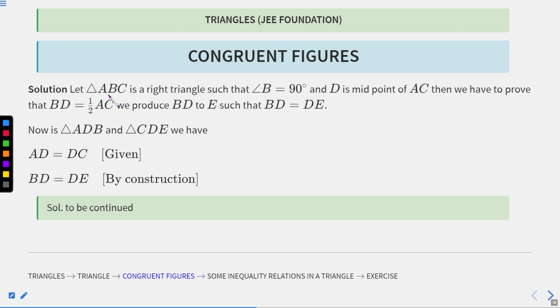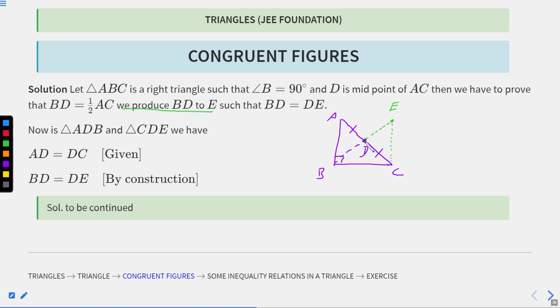So in all of these we are given lots of information, and let's make a rough diagram for that. We are given A, B, C, and D as the midpoint, so AD is equal to DC. Now let's construct something: produce BD to E, and join E and C.